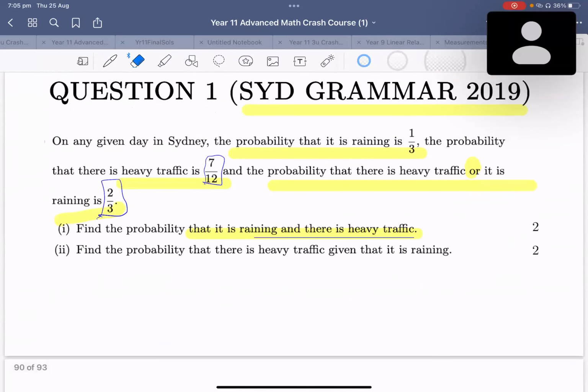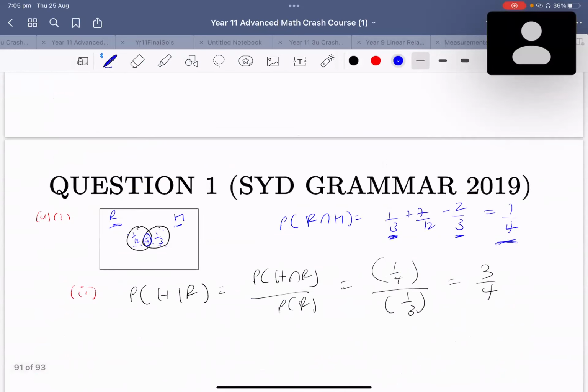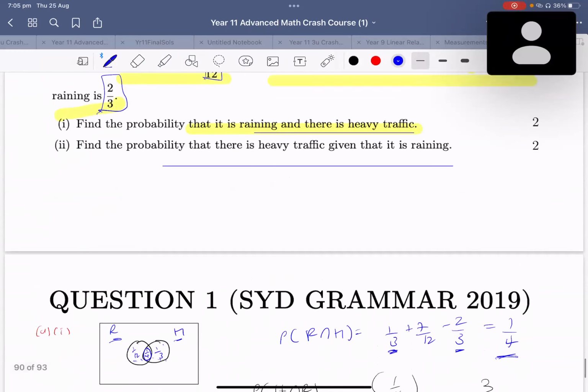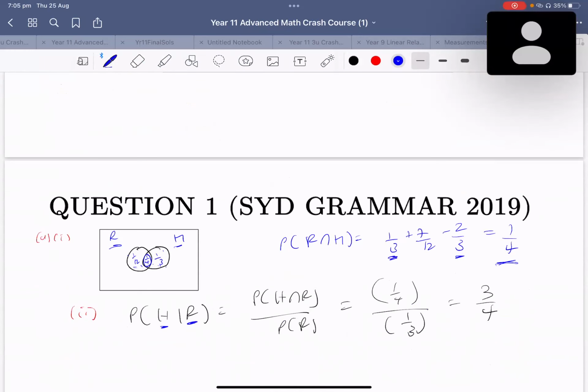Now part 2. Find the probability that there is heavy traffic given that it is raining. Now this is a traditional conditional probability question. So let's write our formula down. Probability of heavy traffic given it is raining is equal to probability of heavy traffic and raining over probability of raining. Now, P(H and raining) is the same as P(raining and H), right?